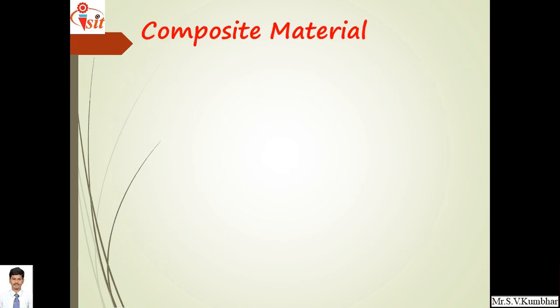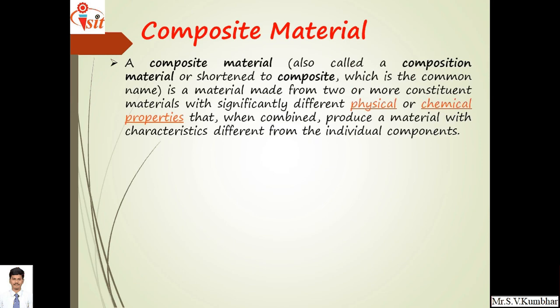So we will start with composite material. Generally we call it composite. So what is a composite material? A composite material is a material made from two or more constituents with significantly different physical or chemical properties that, when combined, produce a material with characteristics different from the individual components. Composite material is also shortened as composite.